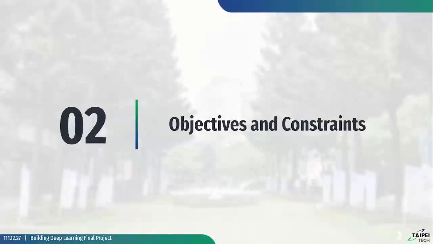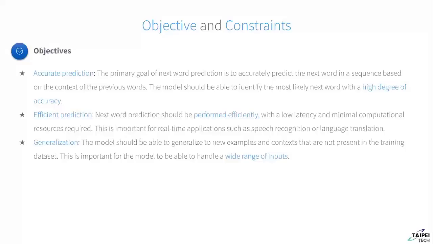Then we are going to talk about objectives and constraints. First, we have objectives. In objectives, our main points are accurate prediction, efficient prediction and generalization. The primary goal of next word prediction is to accurately predict the next word in a sequence based on the context of the previous words. The model should be able to identify the most likely next word with a high degree of accuracy.